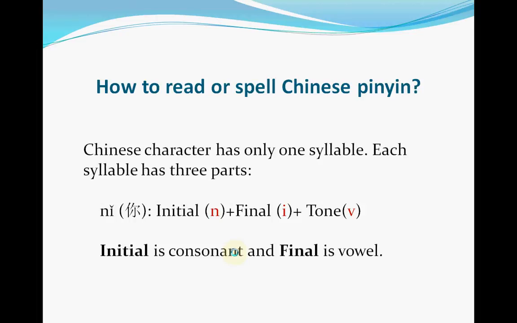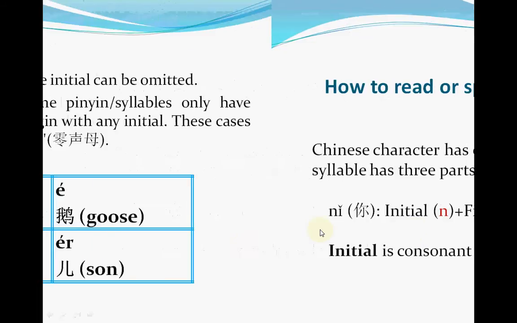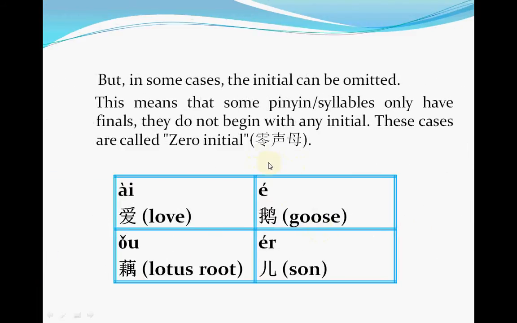From our previous classes, we mentioned many times that a Chinese character has only one syllable. Each syllable has three parts: initial, final, and a tone. But in some cases, the initial can be omitted. This means that some pinyin or syllables only have finals. They don't begin with an initial. These cases are called zero initial.